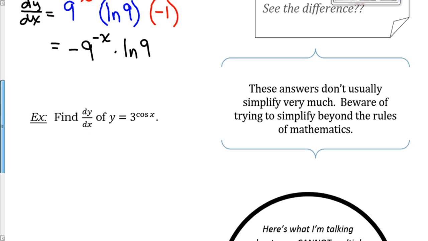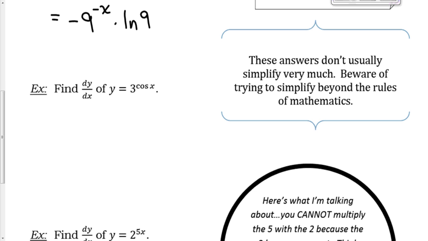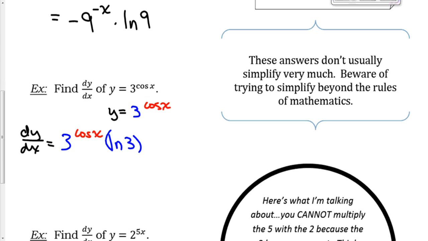And our next one, we have another chain rule. So when I rewrite this, I have y is equal to, the outside is the 3, the inside is the cosine of x. And let's go ahead and find that derivative. So dy dx is that 3 raised to the cosine of x. And then I need to multiply by, I got to finish the derivative of the outside, which is multiplying by the natural log of 3. And now I need to multiply by the derivative of the inside, which is the negative sine of x.